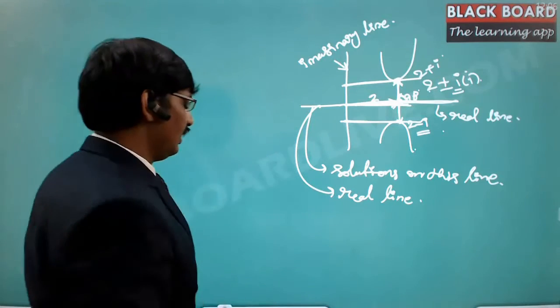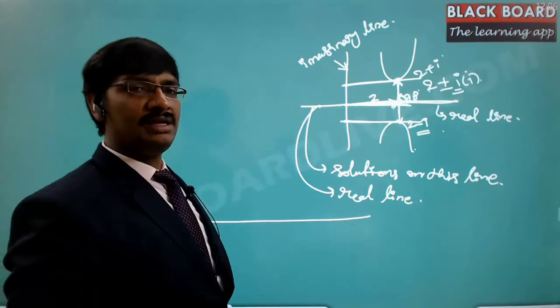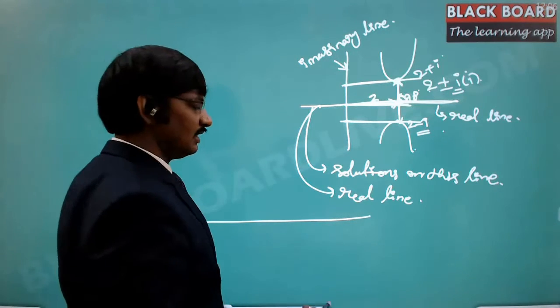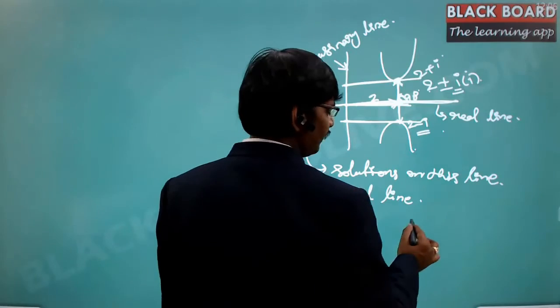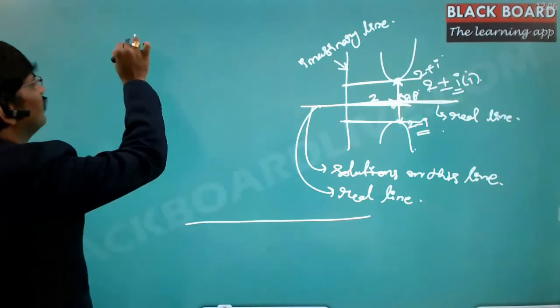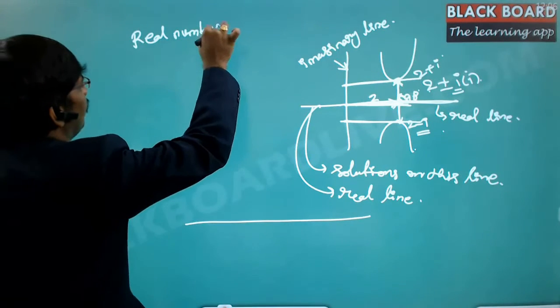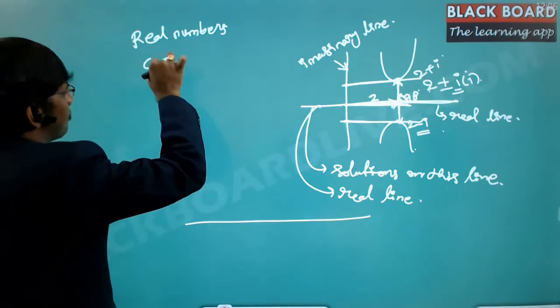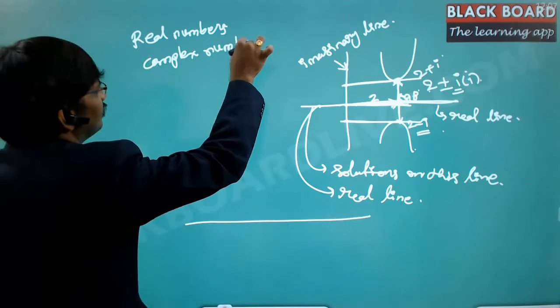So here, real line means this is a straight line. On this we can represent any real number. Real numbers are the general numbers we are talking about. Only two different kinds of numbers we talk about: one is the real numbers, another is the complex numbers.